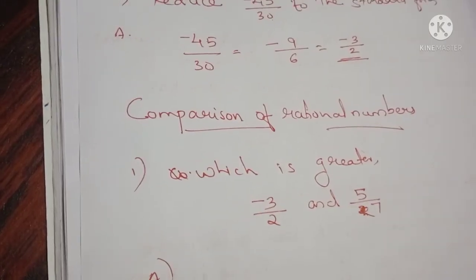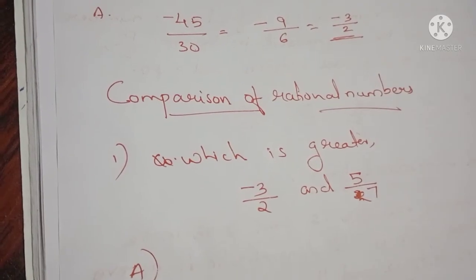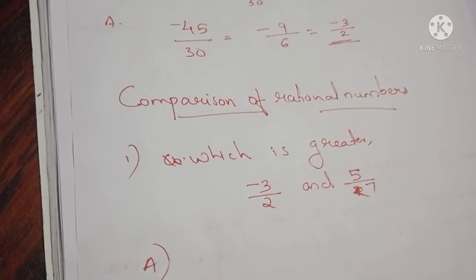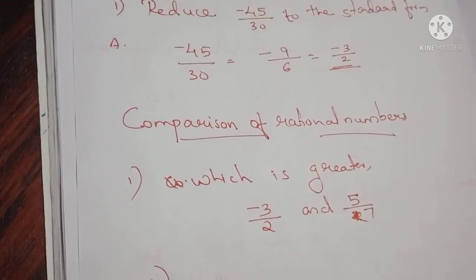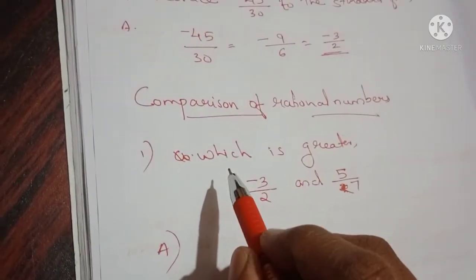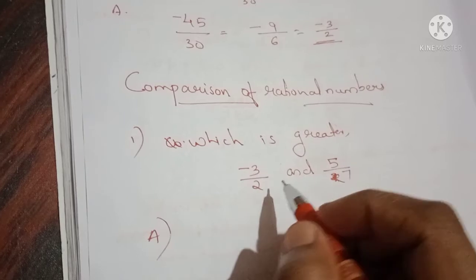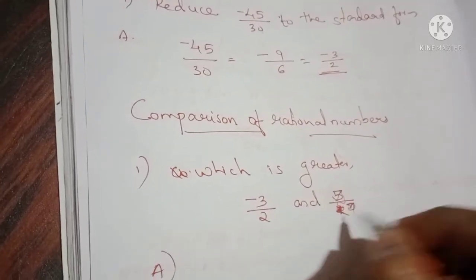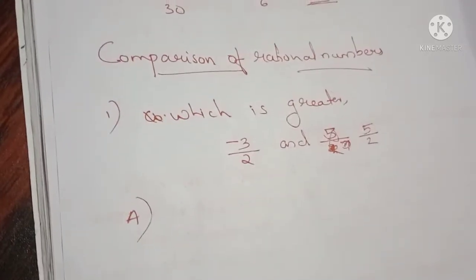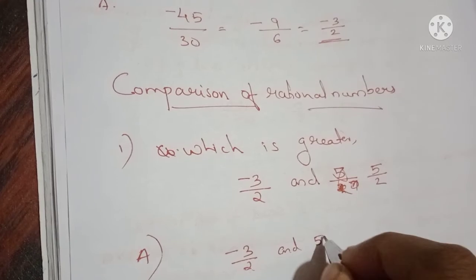Next section is the comparison of rational numbers. That means we need to check whether, of two rational numbers, which is greater, which is smaller, or whether they are equal. These three things you need to do in the comparison. Let us explain this with a question. So the question is which is greater. We can take the numbers as minus 3 by 2 and 5 by 2.